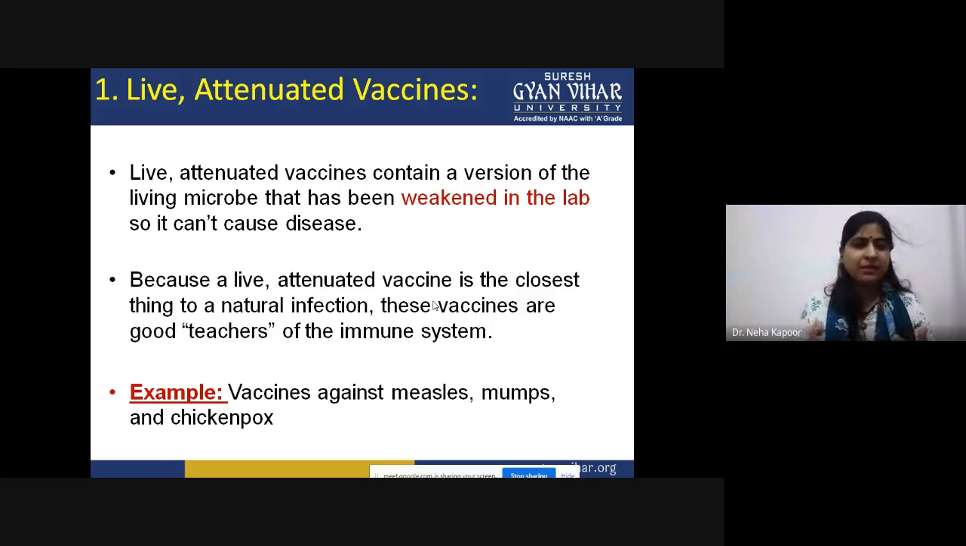First is the live attenuated vaccine. As the name suggests, live means the cell would be live, and attenuated means it would be a live whole cell or virus particle, but its pathogenic ability or virulence would be weakened in the lab, so that it cannot cause any kind of infection or disease. A live attenuated vaccine is the closest to the natural infection. These vaccines are very good teachers of our immune system, so the immune response mounted against them is quite effective. For example, vaccines against measles, mumps, and chickenpox are all live attenuated vaccines.